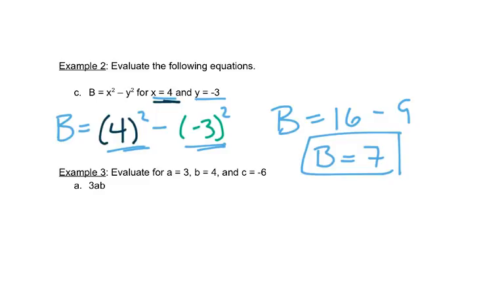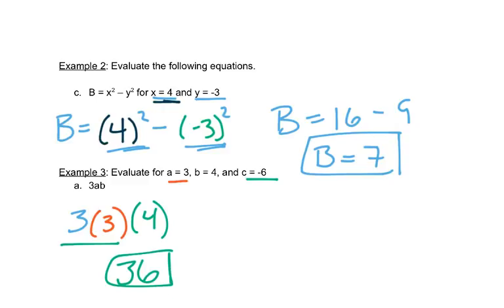Example 3a is very similar. This is an expression. We'll put A in parentheses, and then B in parentheses. And it tells us C is -6, but there's no C in this problem, so we're not using it for example A. We would just take 3 times 3 times 4. So this is 9 times 4, and we get 36.